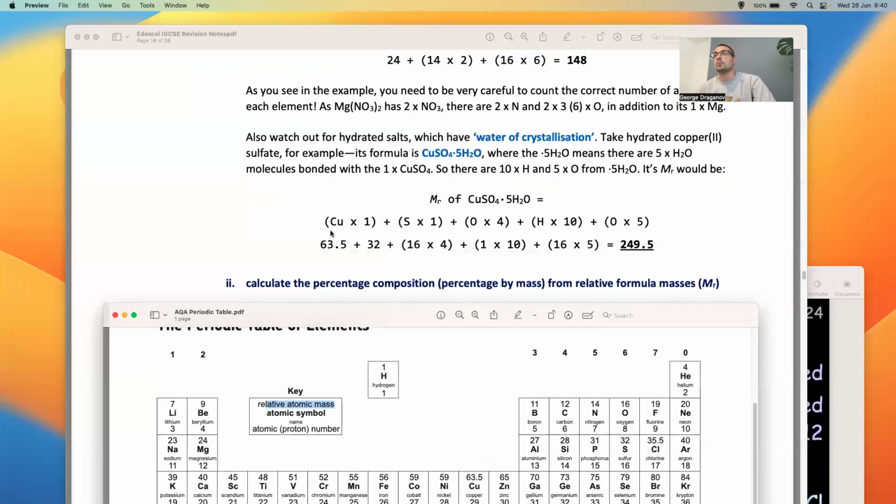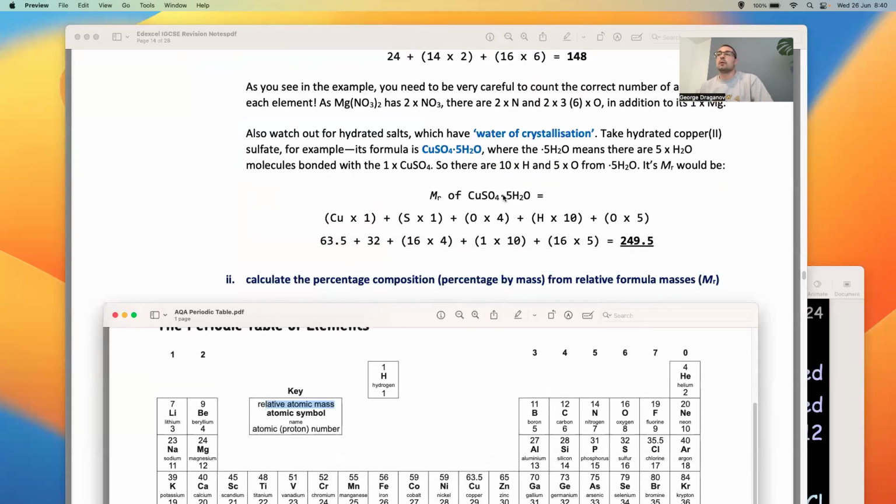Another example would be here. This dot I've mentioned before means water of crystallization, which means it has 5 water molecules bonded inside that crystal, within the crystal. In chemistry, this means plus. It does not mean times.